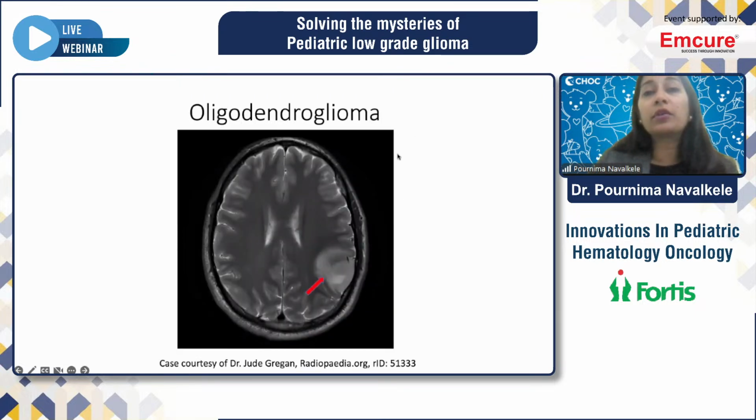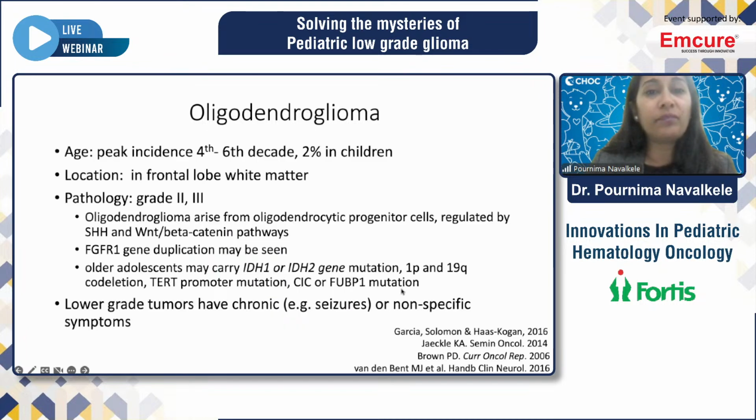Now, oligodendrogliomas, quite common in adults, but not so common in pediatric age group. As you see on this MRI scan, you see a kind of T2 bright lesion, which is involving cortical subcortical region in the cerebral hemisphere on the left side. So the peak incidence, as I said, is 4 to 6 decades for adults, rarely seen in kids. And if noted, it is seen in frontal lobe white matter.